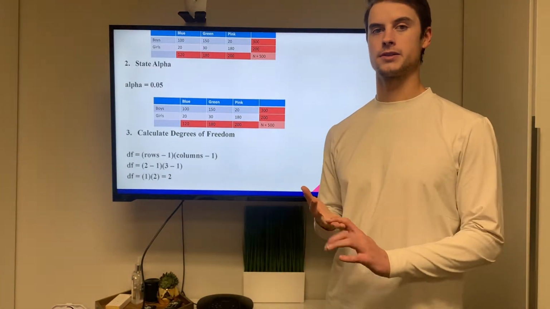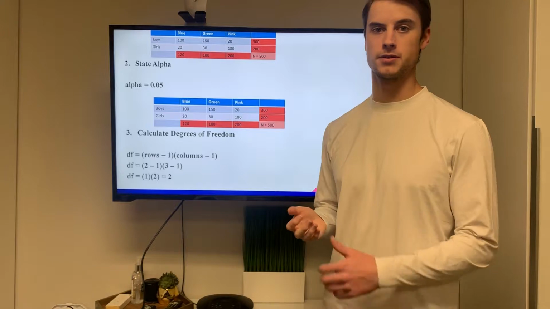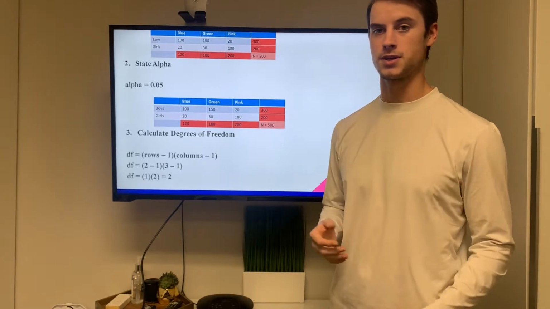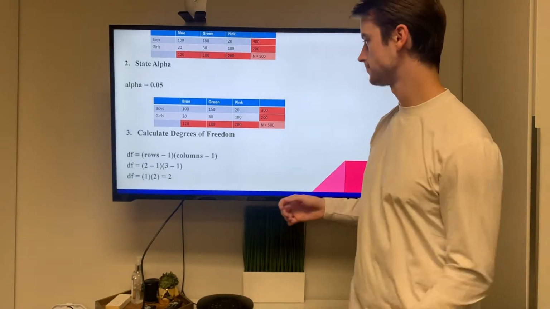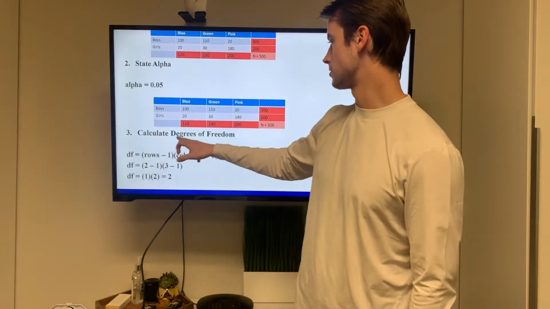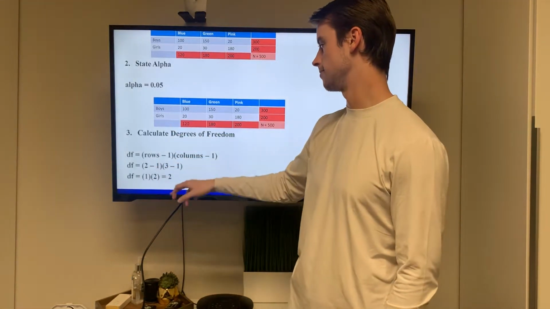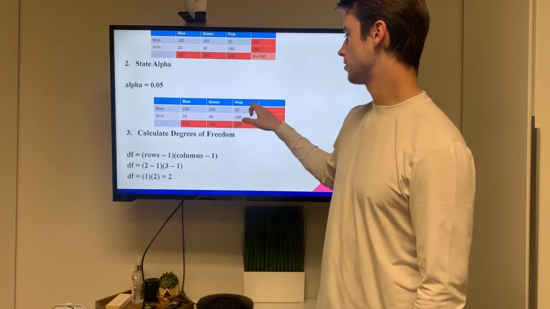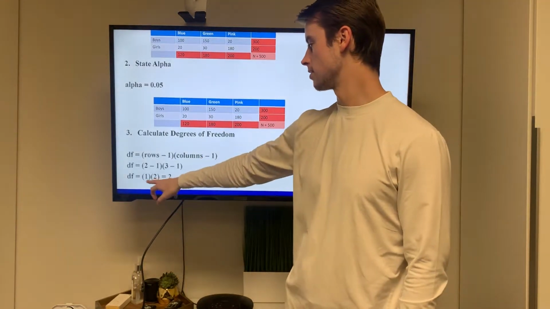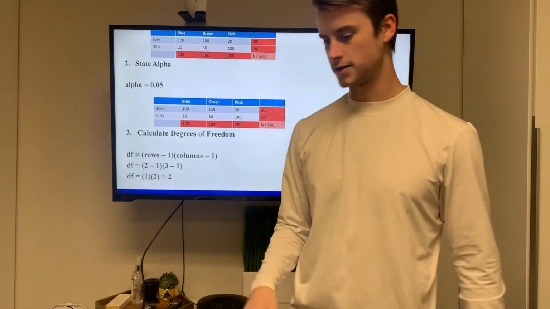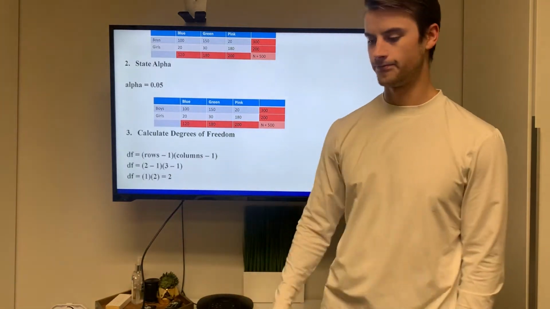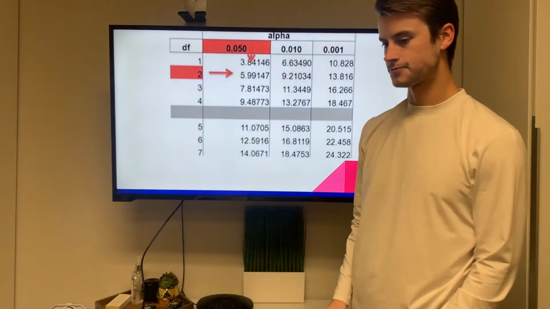We need those to find our critical value in our distribution table of chi-squared, Appendix E. Okay, number of rows, there are 2 rows here, so 2 minus 1. Number of columns, 1, 2, 3, so 3 minus 1, okay? 1 times 2 is 2, simple math, right? So degrees of freedom here is 2, real simple.